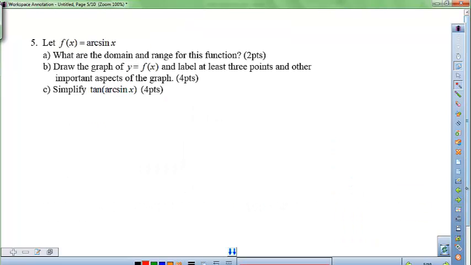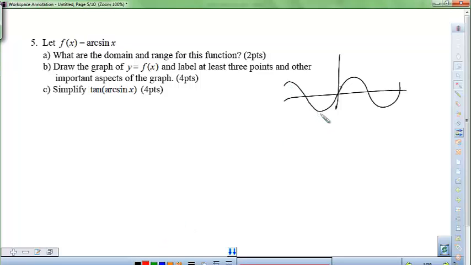Number 5, we have the arcsine function. It's asking us what the domain and range are for this function. So let's take a look at the arcsine function. Remember the sine function, maybe we can start with that. The sine function looks like this, and remember that it goes on forever, so we're interested in finding a restriction so that it would be 1-to-1.